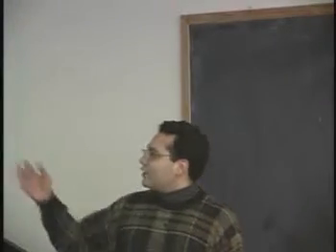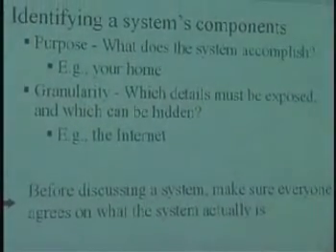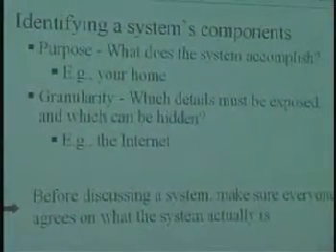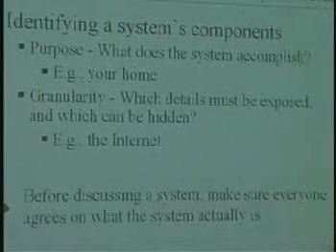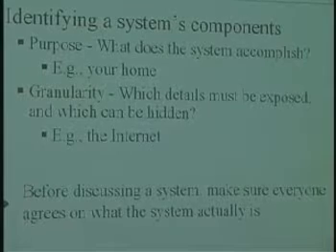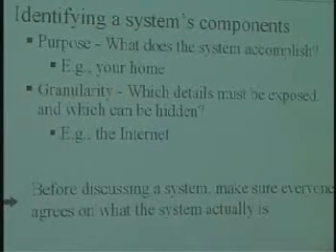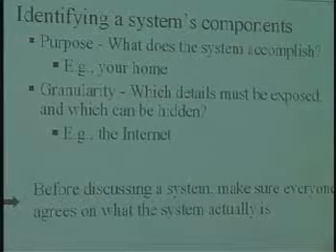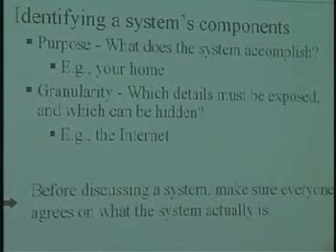So where am I going with this? Well, the hardest part about describing a system is deciding what the components actually are. And it's very important that before you discuss any system with someone else, you make sure that you define what the components are, what the environment is, and what the interface is. Now, a guide that you can use to help you define what the components are is first to decide what's the purpose of it, what does it accomplish.